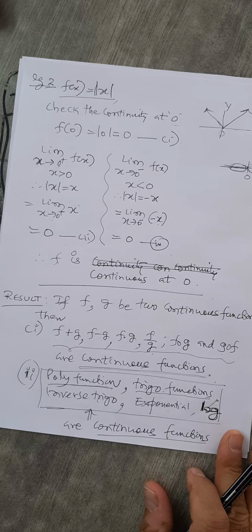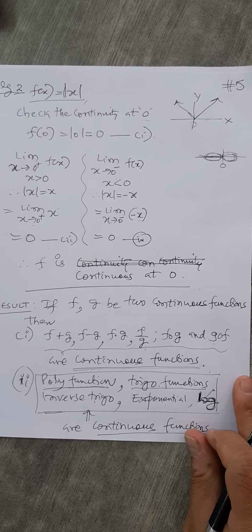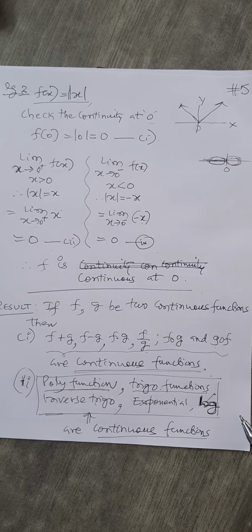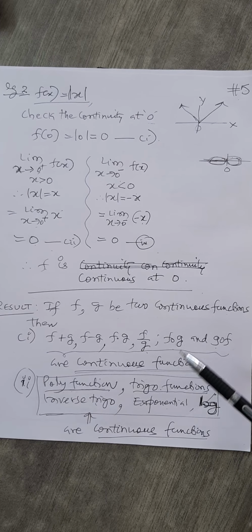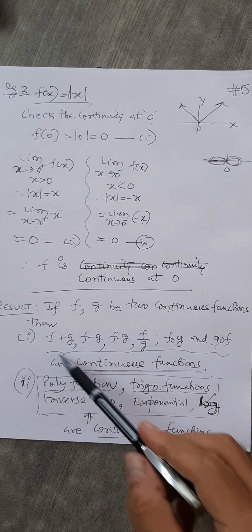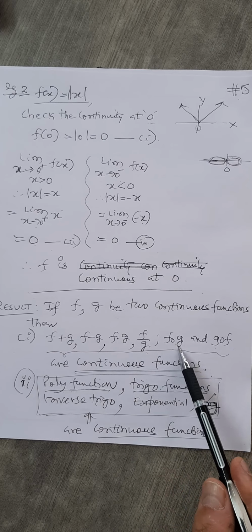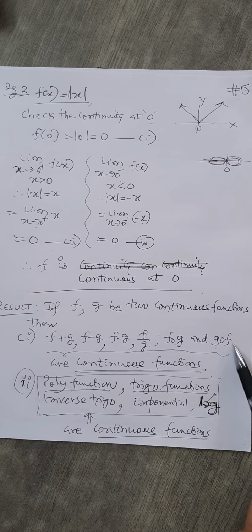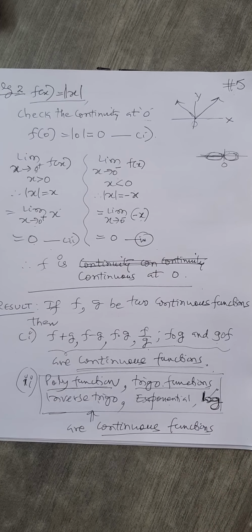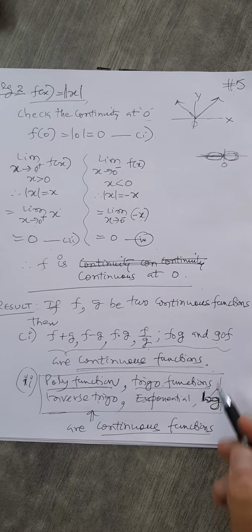These standard functions, 5 or 6 categories, are always continuous functions. So from now onwards, if you see sine, it is always continuous in a given domain. If you see cos, it is always continuous in a given domain. And one more important point, as I explained: summation, subtraction, multiplication, division, and composition of two continuous functions is always continuous. Let me now come to a simple example based on these two results.